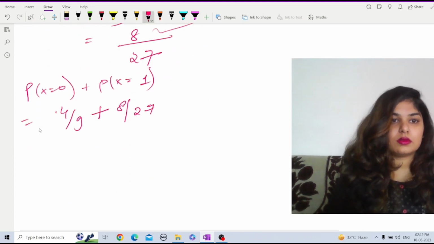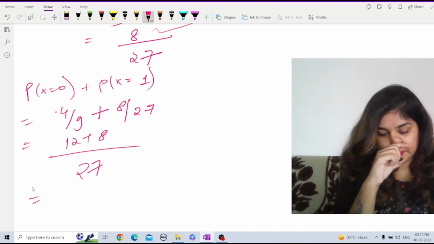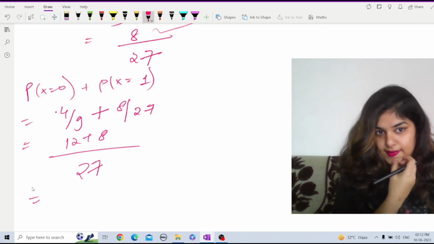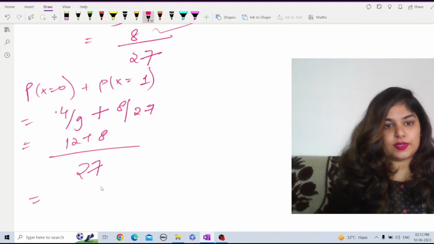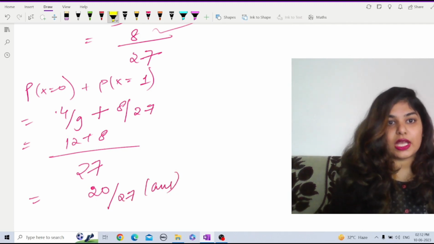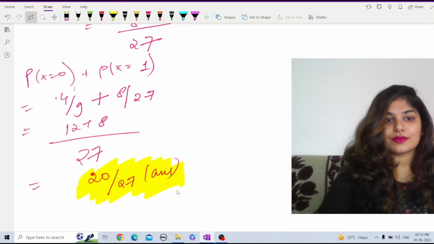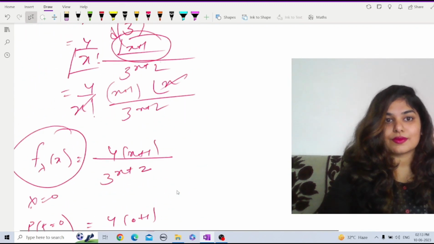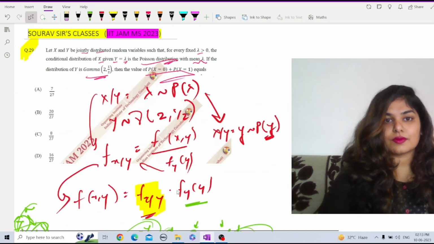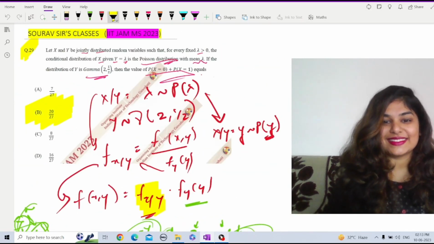So if we take the LCM, this is 12 plus 8. So the value here we have is 20 by 27. And so let us check our options. Right, so the correct option is B.